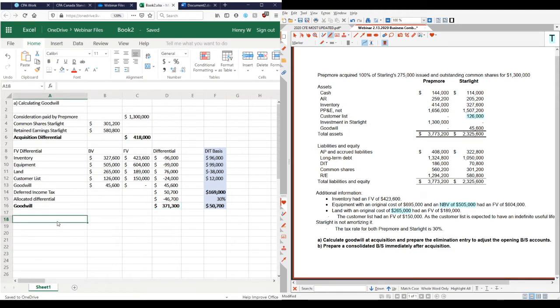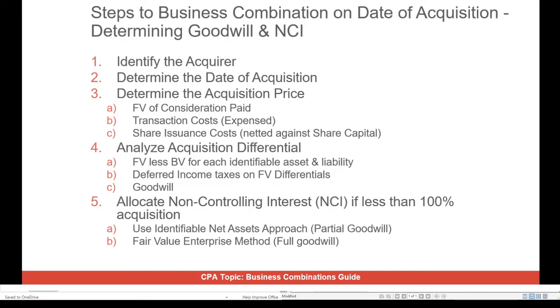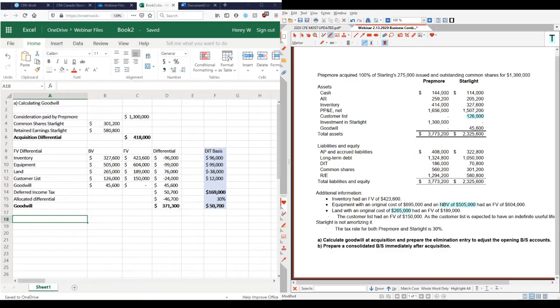So after we've assigned, you can see we've worked through that step here: fair value less book value for identifiable assets and liabilities. You can see those were the identified. Then the deferred income tax on the fair value differential, and then goodwill. Okay, so we've determined goodwill.